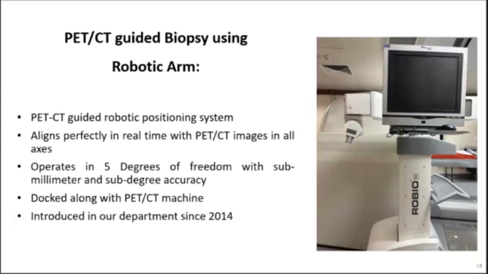This means the robotic arm can move in 5 ways to precisely position the needle. It can move forward and backward to insert or retract the needle, side to side to adjust position. It also rotates, tilts, and spins, allowing fine adjustment for accurate targeting. The system has sub-millimeter and sub-degree accuracy.